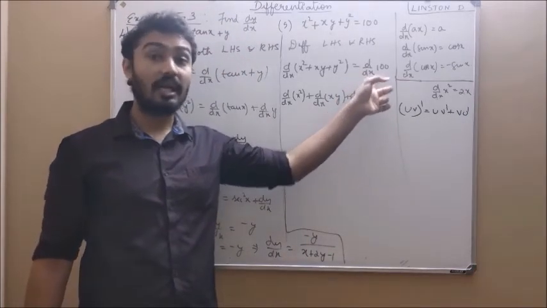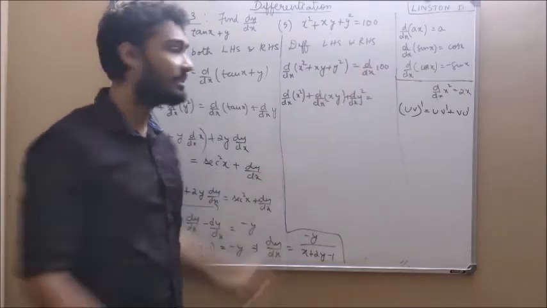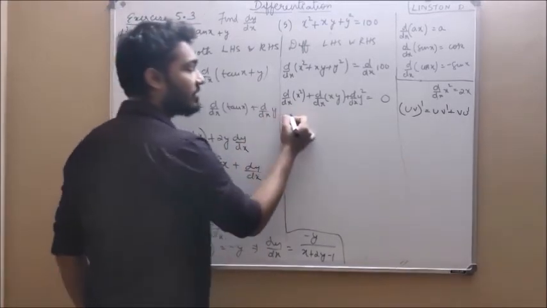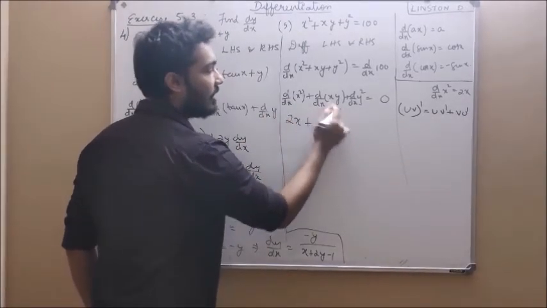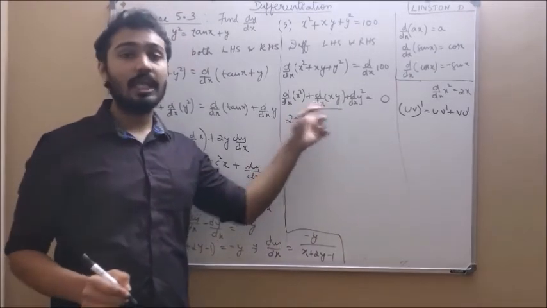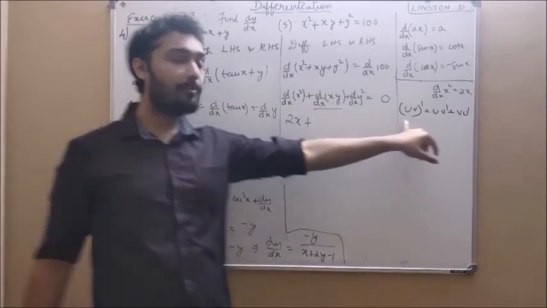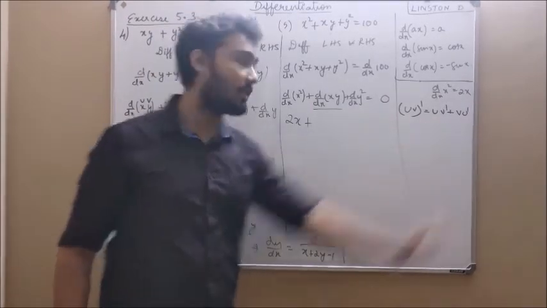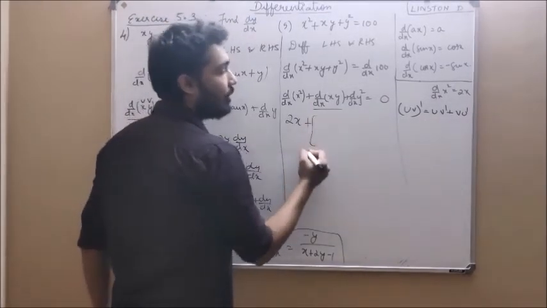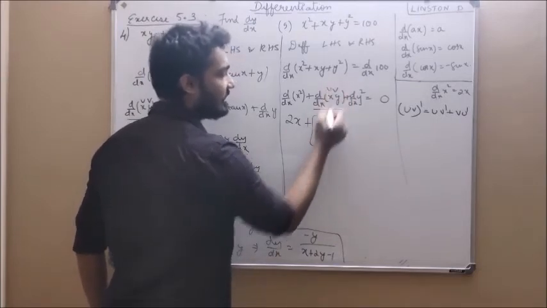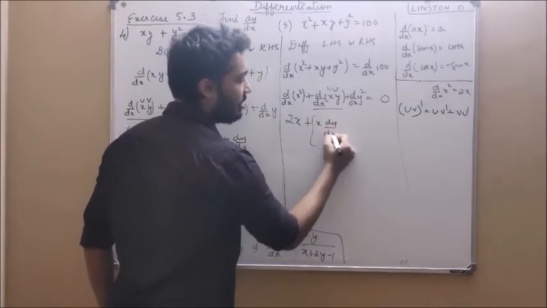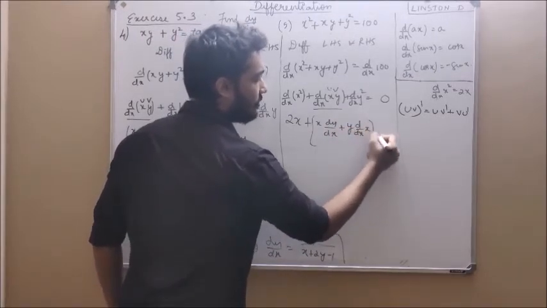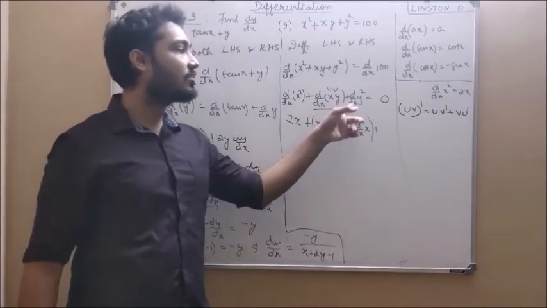What is d by dx of 100? 100 is a constant. Differentiation of constant is 0. So it is 0. Now differentiation of x square is 2x plus. Now here this is a product. Same like before, you have to apply the product rule, u v dash plus v u dash. So what you get? u is this, v is this. So x into dy by dx plus y into d by dx of x, plus now differentiation of y square.